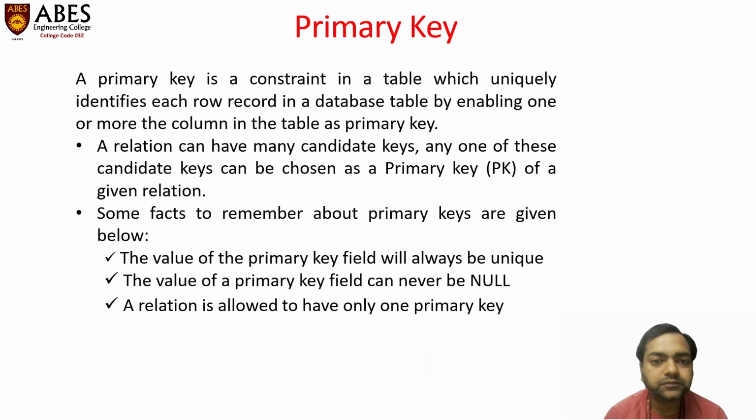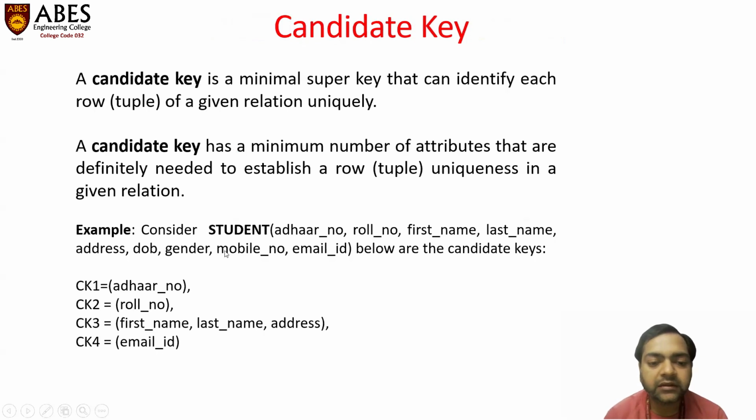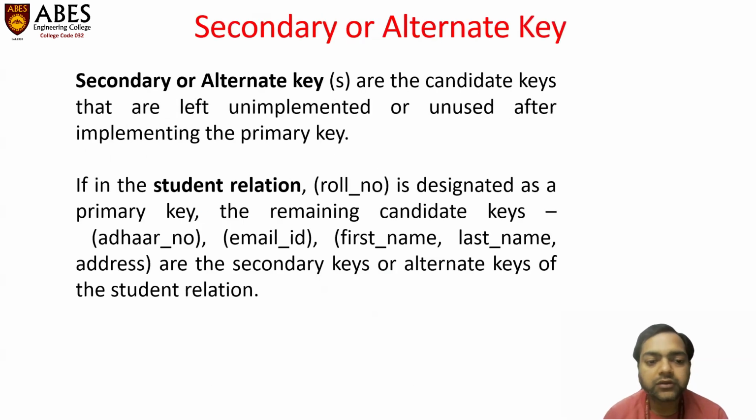So let's move to this example. In this case, we have basically four candidate keys, right? If we choose the Aadhaar number as the primary key, then the other candidate keys are known as alternative or secondary keys, because these are the keys that may be unimplemented in a relation. If in a student relation roll number is designated as the primary key, the remaining candidate keys like Aadhaar number, email ID, first name, last name, address are the secondary keys or alternate keys of the student relation.